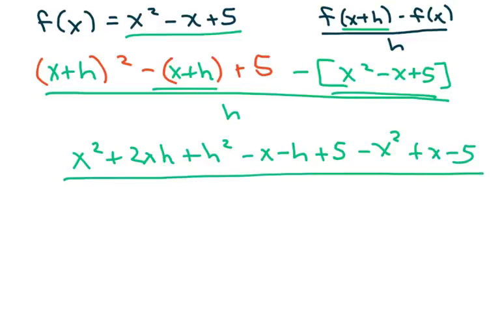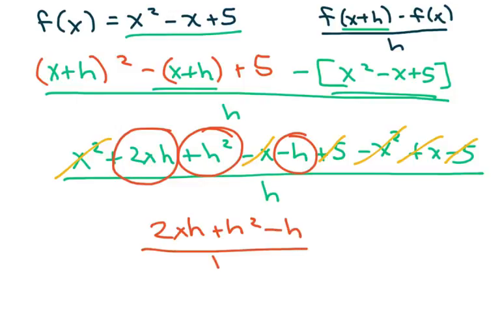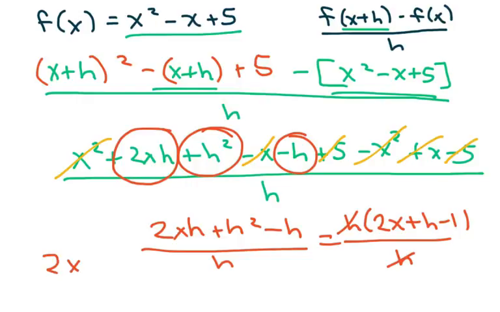And on these kind of problems, the ones we're doing here, you should only end up with h's in the numerator. For example, this crosses out, the 5 should cross out, and the x's. So they're all pretty much the same, and we're left with just anything with the h's in them. So I get 2xh plus h squared minus h over h. Factor out the h in the numerator, which gives you 2x plus h minus 1 over h. So my answer is 2x plus h minus 1.